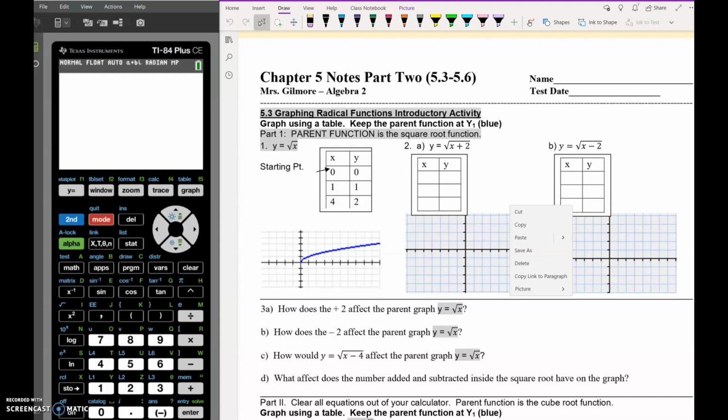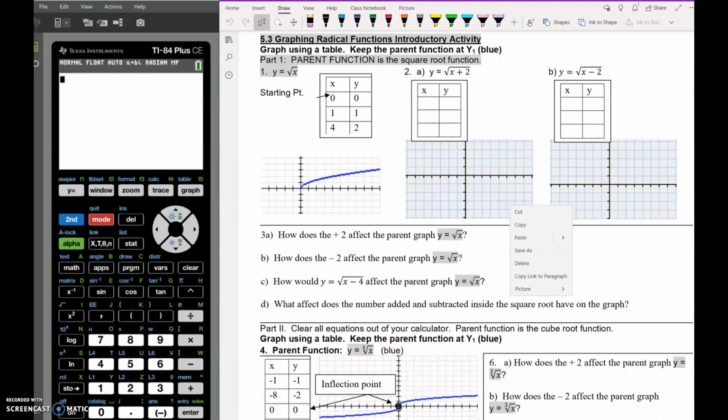Today we're looking at square root and cube root functions, and we are going to look more in depth at these over the next few days. This first one that is graphed for you is y equals the square root of x. So the square root of 0 is 0, the square root of 1 is 1, the square root of 4 is 2, and I want you to notice that this graph ends at (0, 0).